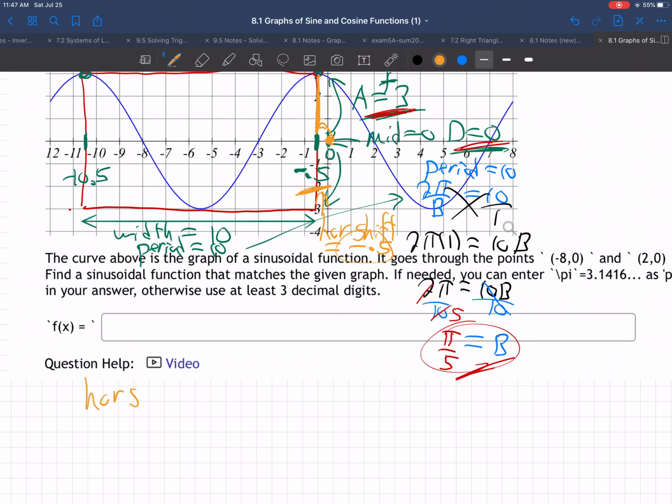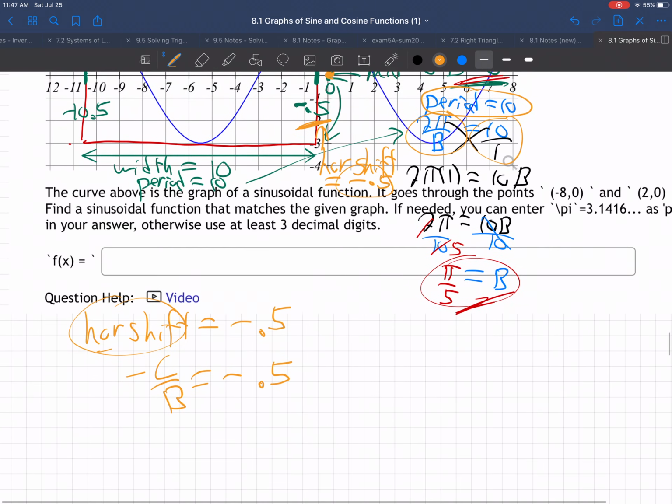So I've got horizontal shift, which is negative 0.5. Now remember, that's not c. That's the mistake some people make, thinking, oh, that's c, I'm done. No, that's negative c over b. That's the horizontal shift formula. It's not just c. Just like the period was not just b, it was 2 pi over b, and then you solve for b. Same thing here. The horizontal shift is negative c over b. Then you solve for c.